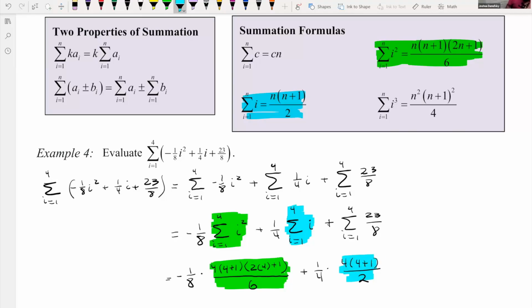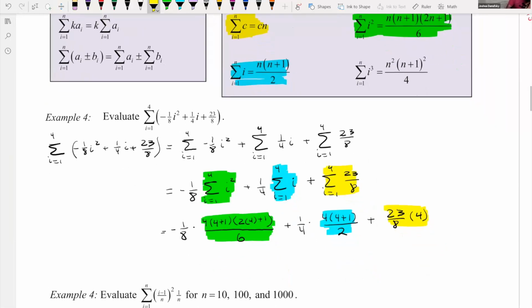And then finally, we're going to use this guy right here when we add up a certain number n of the constants. We just multiply. So here we're going to get plus 23/8 times 4, right? C times n, the constant times the upper bound of summation. And so we just use that formula to go from here to here. And so now this problem boils down to a whole bunch of arithmetic.